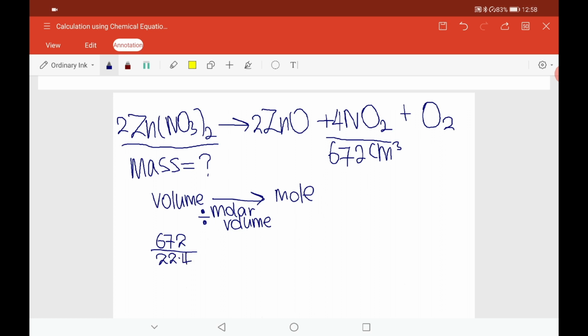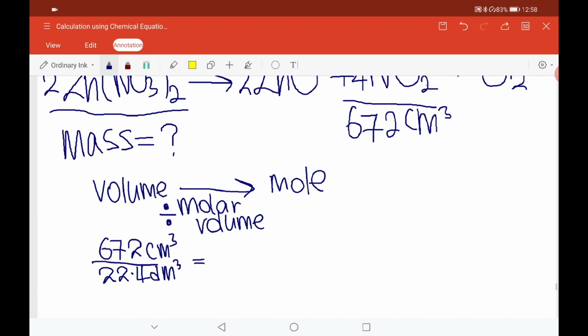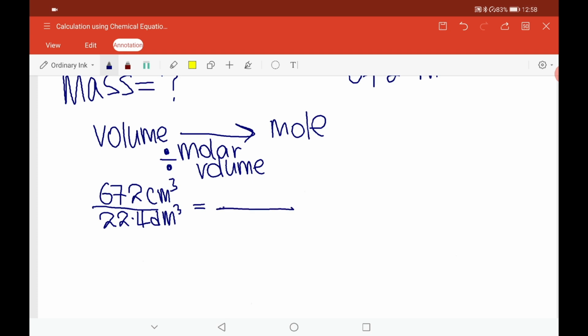So 672 is cm³, and 22.4 is dm³. So the unit is different. We can change the dm³ to cm³ by multiplying by 1000. If we multiply by 1000, we will get 22,400 cm³. On top, 672 cm³, we copy back. So now both are in cm³. Then only you can do the calculation. You cannot do the calculation when one is cm³ and one is dm³. Okay, so that is what we do.